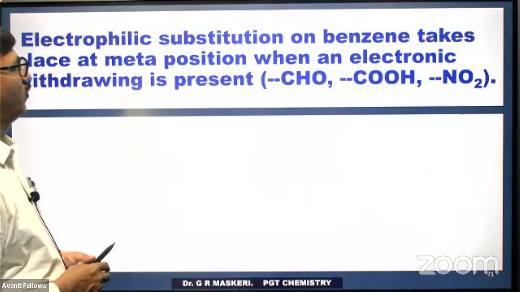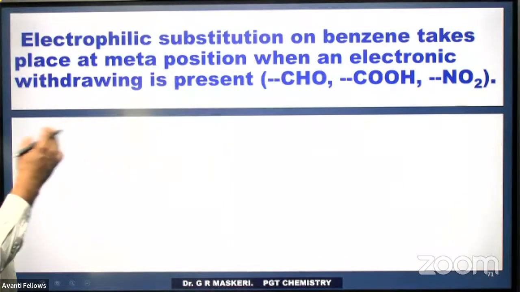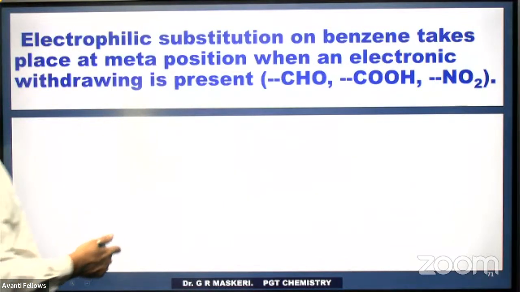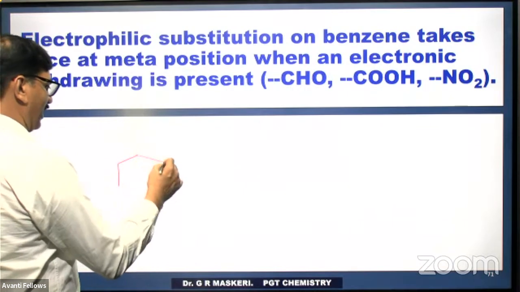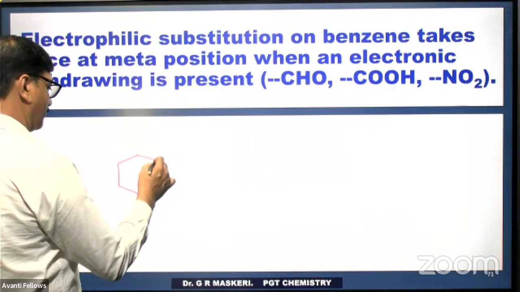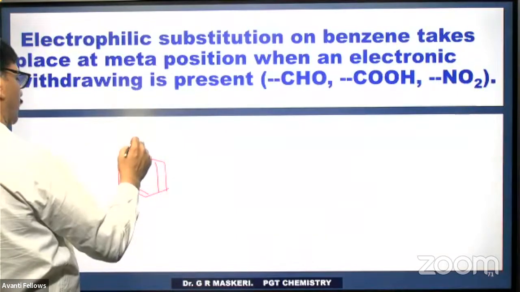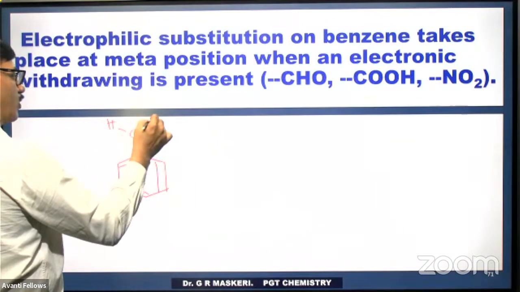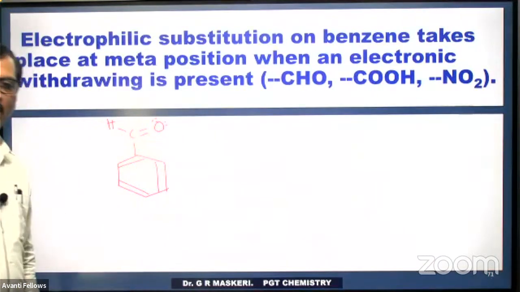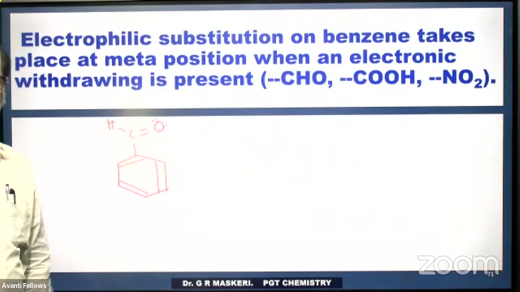Now, coming to another way of looking at it, electrophilic substitution on benzene takes place at the meta position when an electron withdrawing group is present. So this is one of them, CHO. This is CHO, benzaldehyde. If this is present, then electrophilic substitution takes place at the meta position.